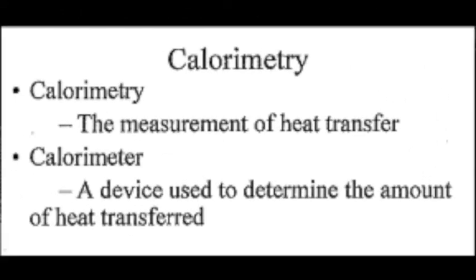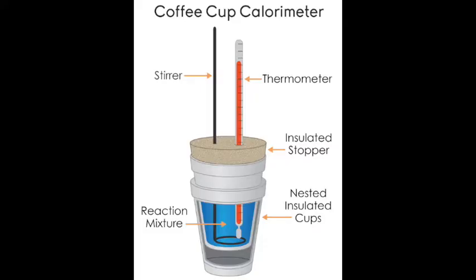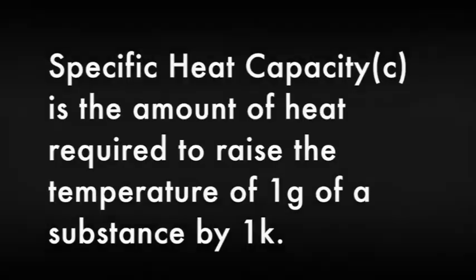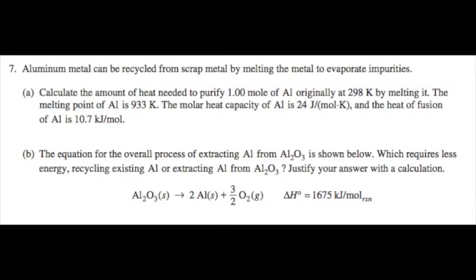Calorimetry is the measurement of heat transfer, and a calorimeter is the device used to determine the amount of heat transferred. And the specific heat capacity is the amount of heat required to raise the temperature of 1 gram of a substance by 1 Celsius. So now let's look at the question.